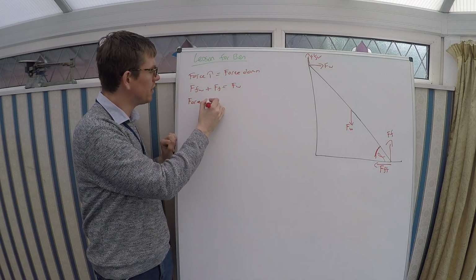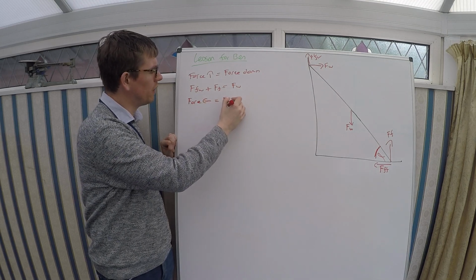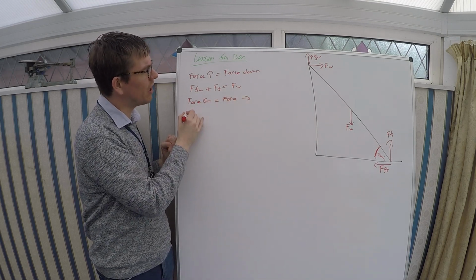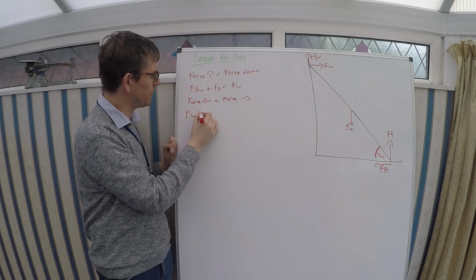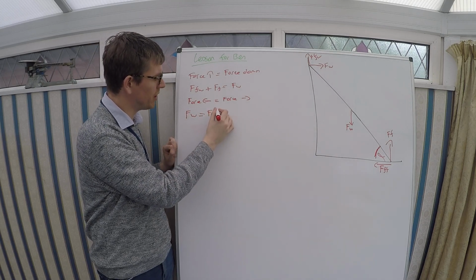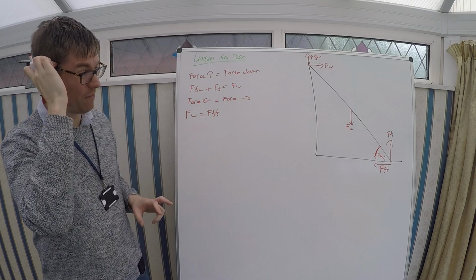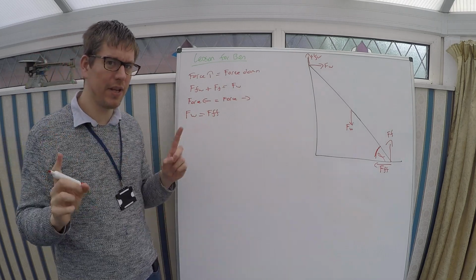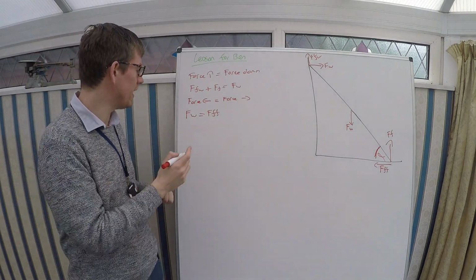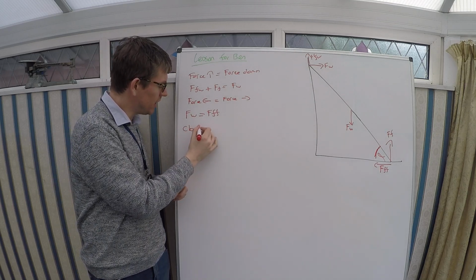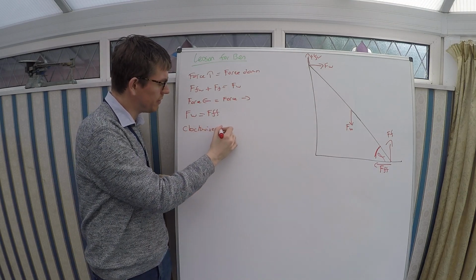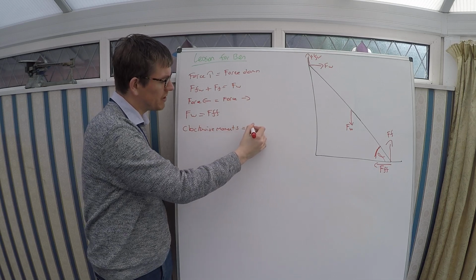Then the force left must equal the force right, so the reaction force of the wall must be equal to the force of friction from the floor. Simple enough. Now things get a lot fiddlier, because now what we can say is clockwise moments must equal anti-clockwise moments.